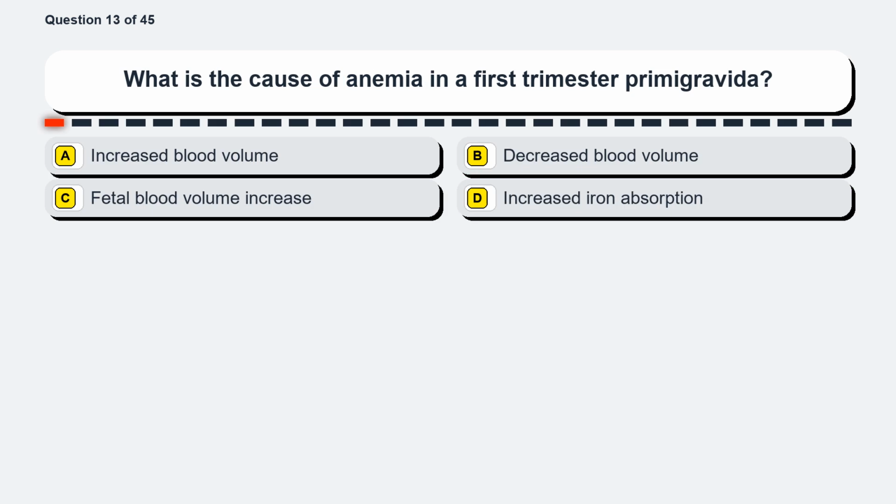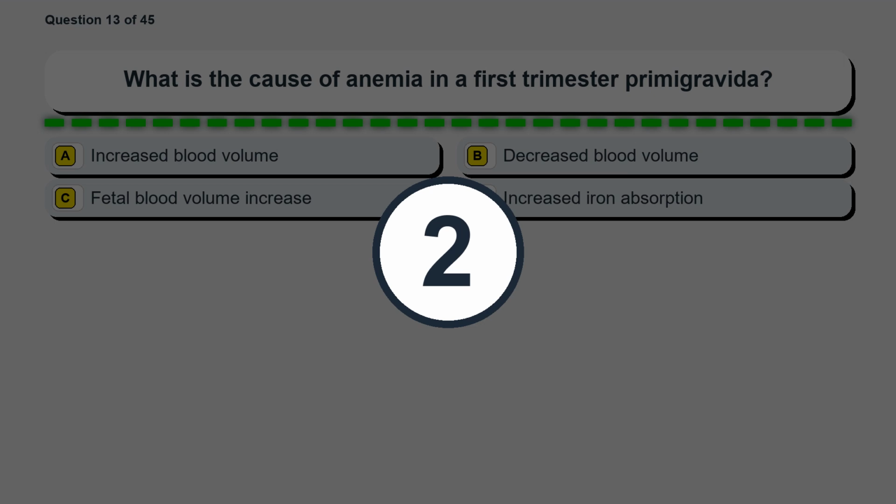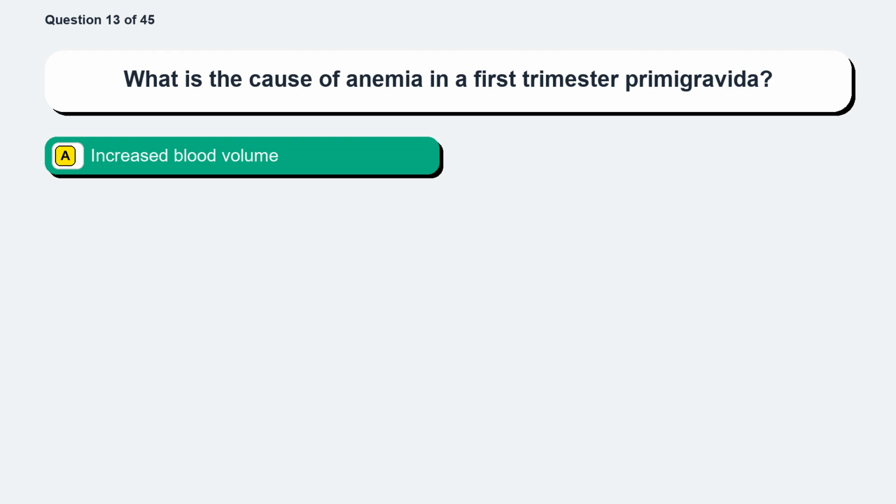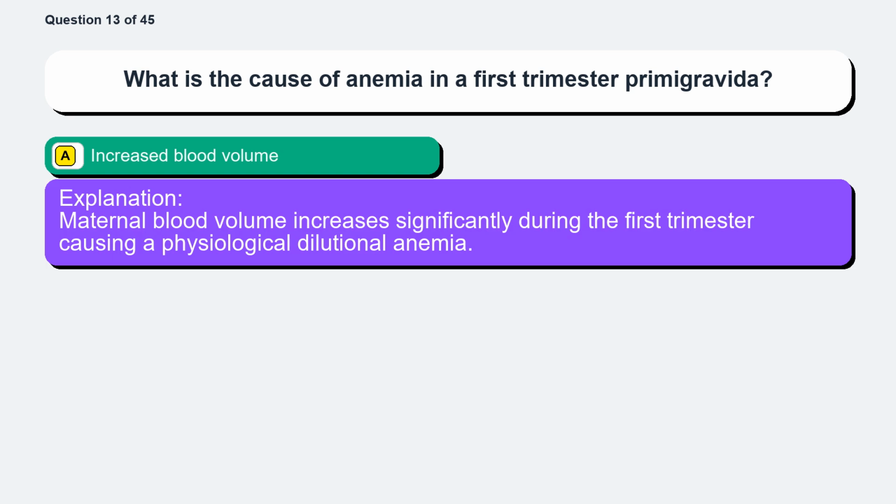Question 13. What is the cause of anemia in a first trimester primigravida? Option A, increased blood volume. Option B, decreased blood volume. Option C, fetal blood volume increase. Option D, increased iron absorption. The correct answer is option A, increased blood volume. Maternal blood volume increases significantly during the first trimester, causing a physiological dilutional anemia.